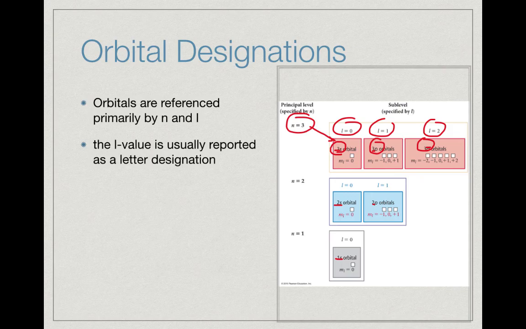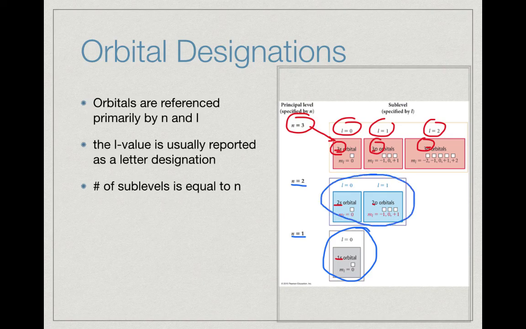So that's how we reference those. The L value, again, is usually reported as that letter designation that we talked about earlier. The number of sublevels that we see is equal to the value for n. So for sublevels, that's our L's. For n equals 1, we have just 1 sublevel. For n equals 2, we have 2 sublevels. And for n equals 3, you can see we have 3 sublevels. So the number of sublevels is always equal to n.